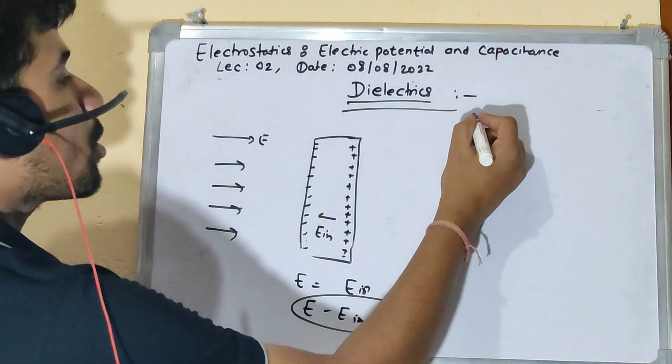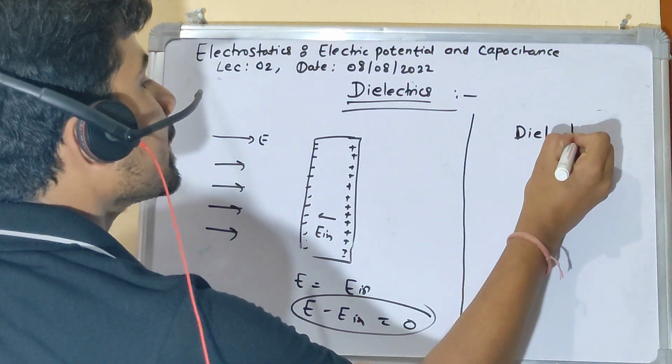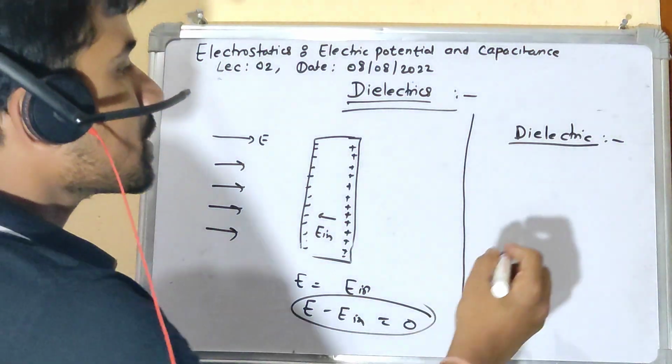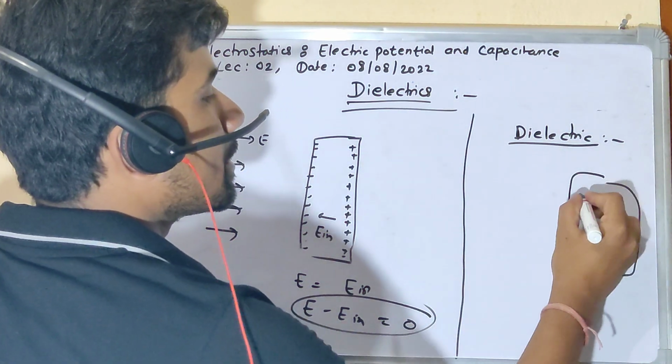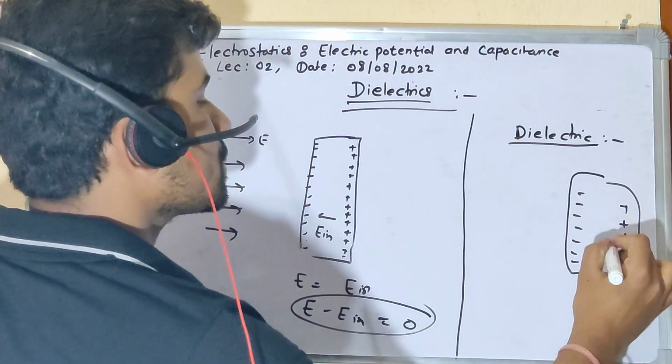But if I talk about a dielectric, what happens is that this separation of charges would obviously happen, but they are not strong enough as in the case of a conductor, right? They are not strong enough.